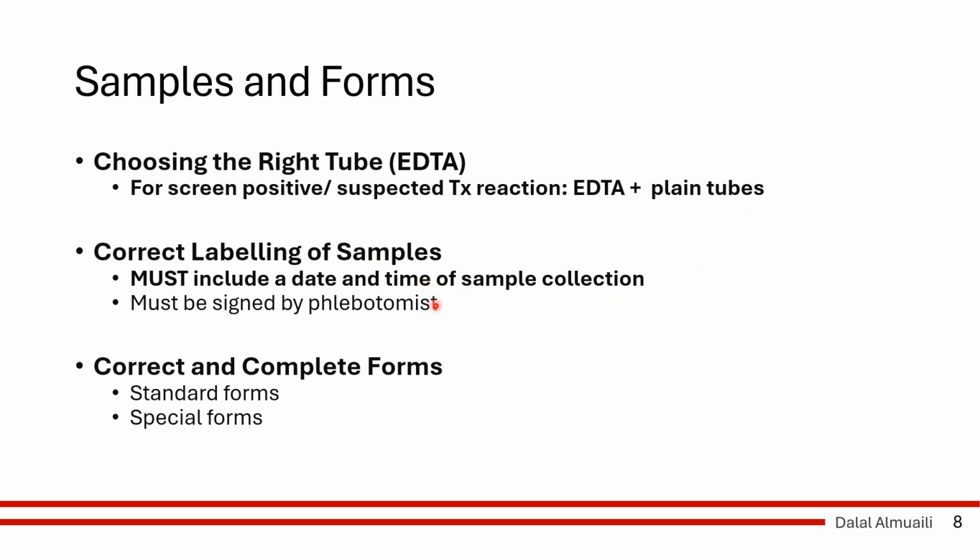Correct labeling of samples. The samples have to include all the required information. You have to label the sample at the bedside. Don't collect the samples, walk away from the patient, and then label the tubes at your bench. It is very important for the safety of the patient that you label the tubes at the bedside.